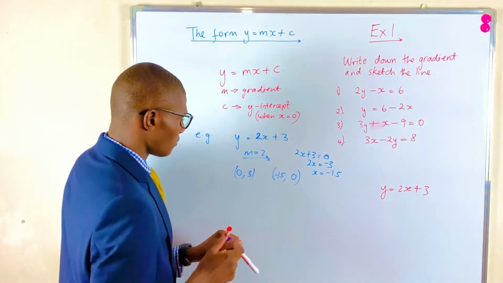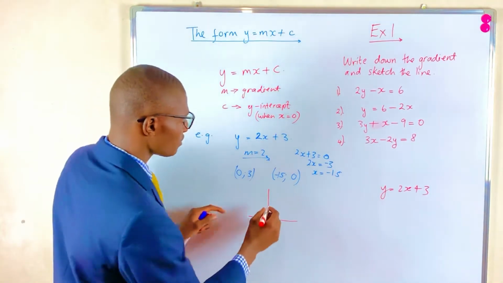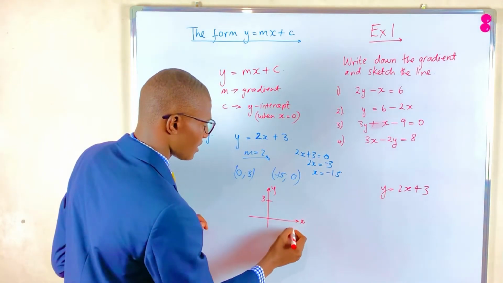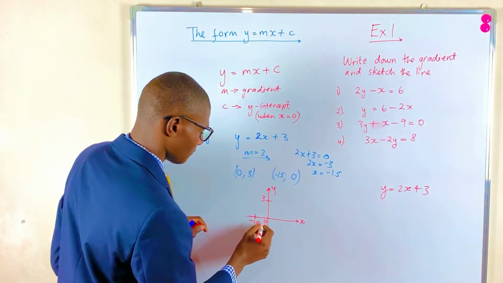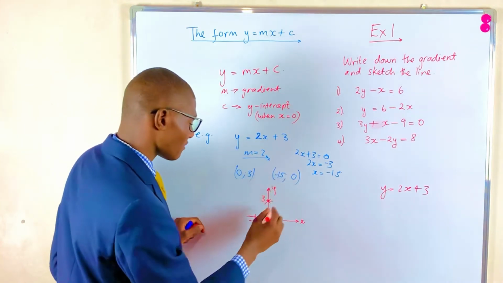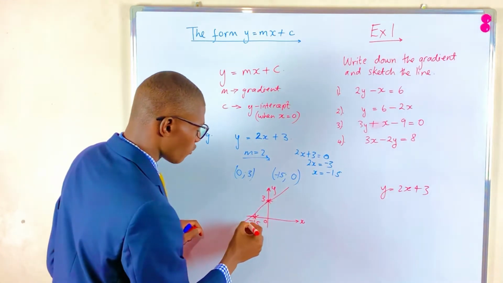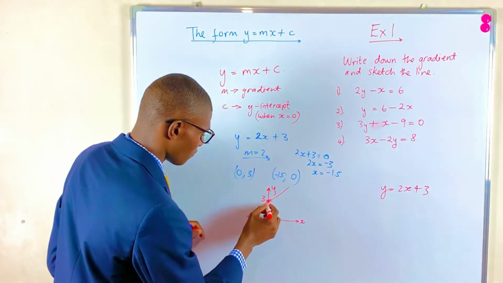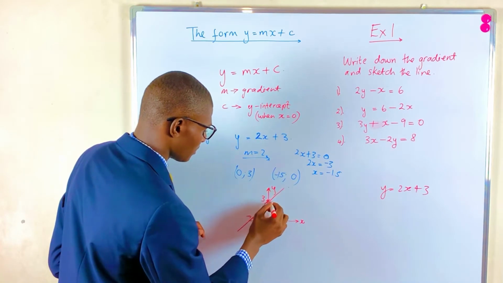So we've got 0, 3. We need 3 on the y-axis, and then this is the x-axis, 0, and we need minus 1.5. So the point 0, 3 would be here, and then the point minus 1.5, 0 will be here. Now we can just join these 2 points, and of course we can extend the line. Let me redraw here. This is supposed to come through here, and then like that.